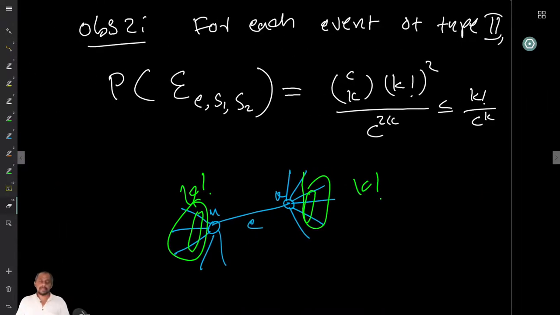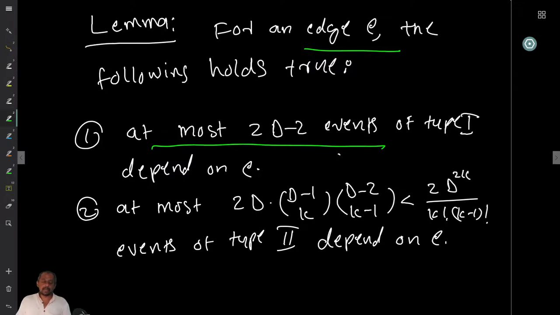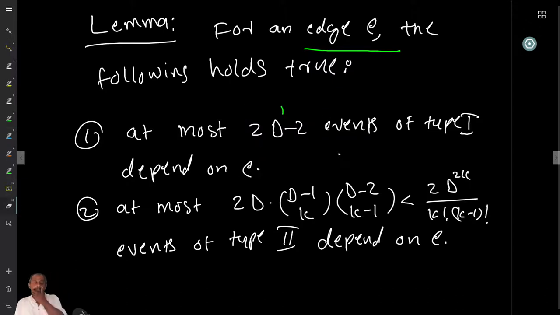So for that, we are going to do the following. We come up with this first lemma. We say that for an edge E, at most 2 delta minus 2 events of type 1 can depend on E, and at most 2 delta times (delta minus 1 choose k) times (delta minus 2 choose k minus 1) events of type 2 can depend on E. So for each type of event, I put some bound on the maximum number of events an edge can be part of. Then, for any event I am looking at, if that event contains Q edges, I multiply by Q times this, and I get the maximum number of type 1 events this event with Q edges is depending on. Similarly, Q times this will give another bound on the number of type 2 events it depends on. So this is the idea.